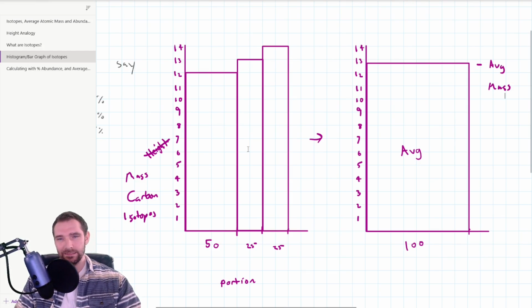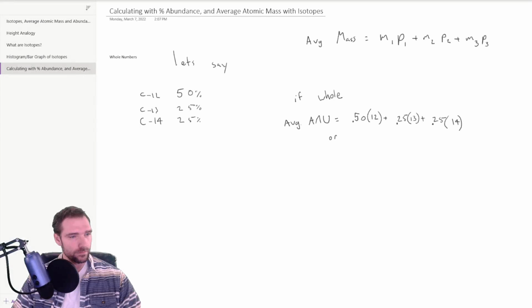And that's just a nice way of thinking about it, if you ask me. Okay, let's do some calculations. Let's say that we're working with whole numbers at first just to make this easy. In reality, isotopes don't weigh whole numbers, but oftentimes in introductory chemistry classes, they'll just tell you that it is a whole number just to make it easier.